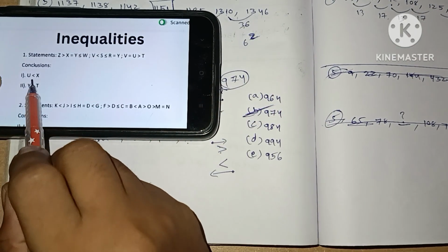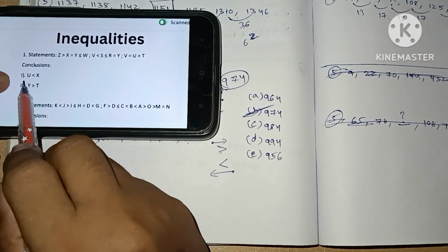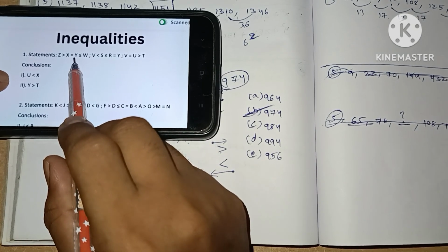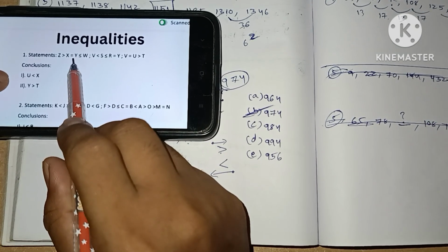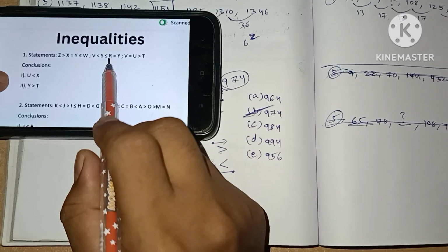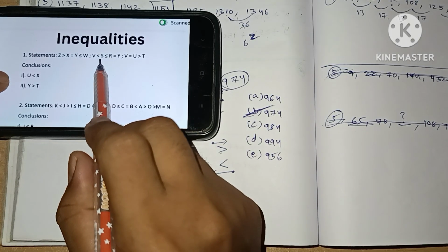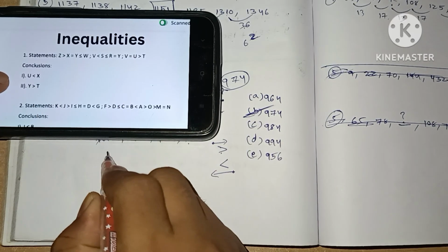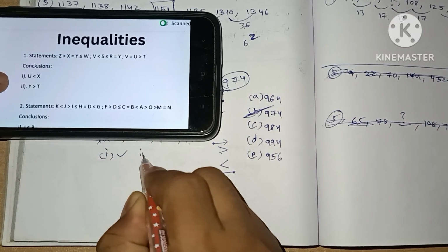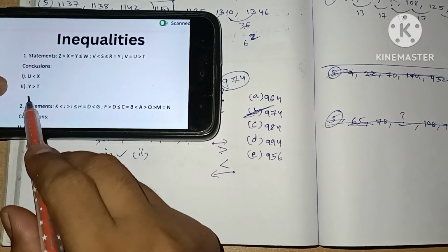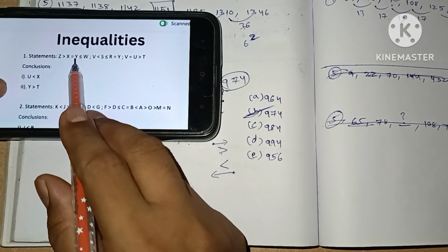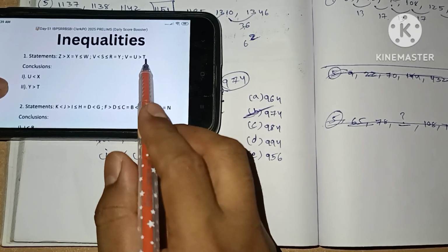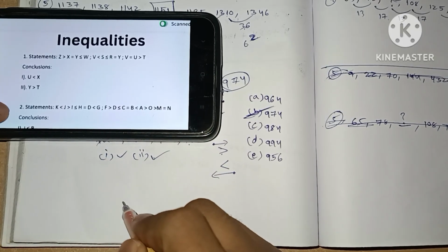First question, first conclusion. The flow from x to u. From x we can reach y, from y we can reach r, s and v. From v we can reach u. So the first conclusion will be true. Second conclusion, the flow from y to t. From y we can reach v, from v we can reach t. So the second conclusion is also true.